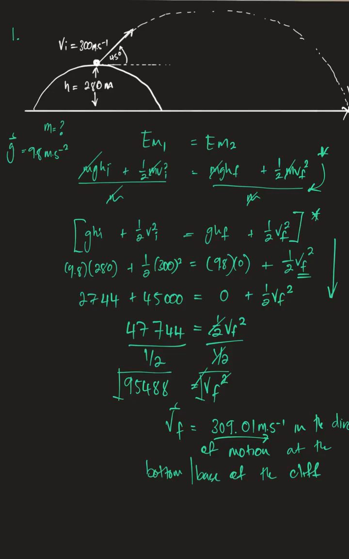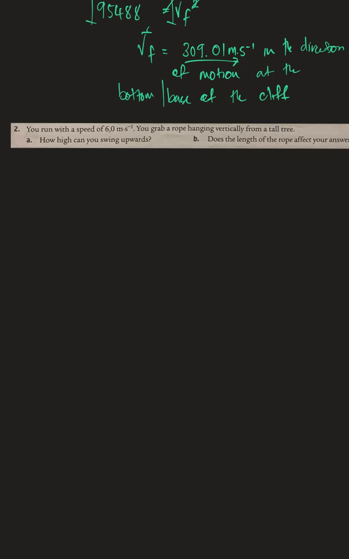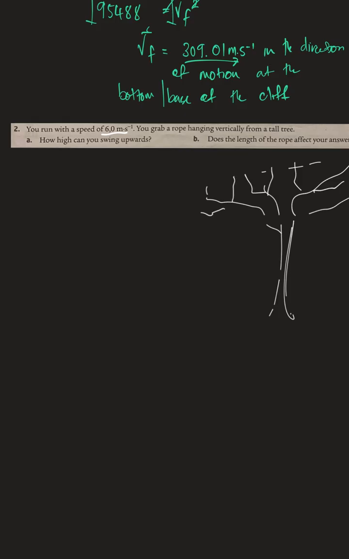So I'm just going to move this page up and put in the second question. All right, let's have a look at this question. It says you run with a speed of 6.0 meters per second. You grab a rope hanging vertically from a tall tree. So we have our tall tree over here, and our tree has all of these branches. And that's your tree. Great. All right. You grab a rope hanging vertically from the tree.